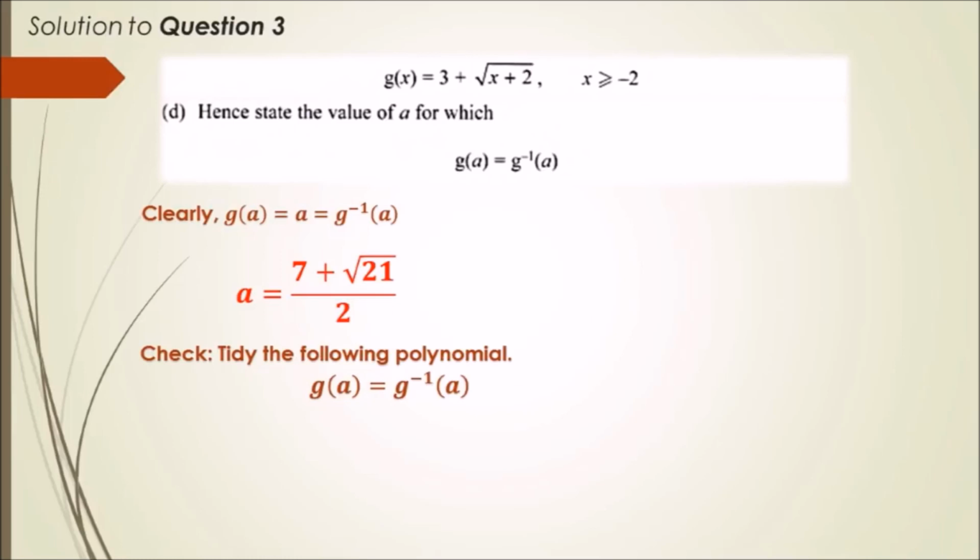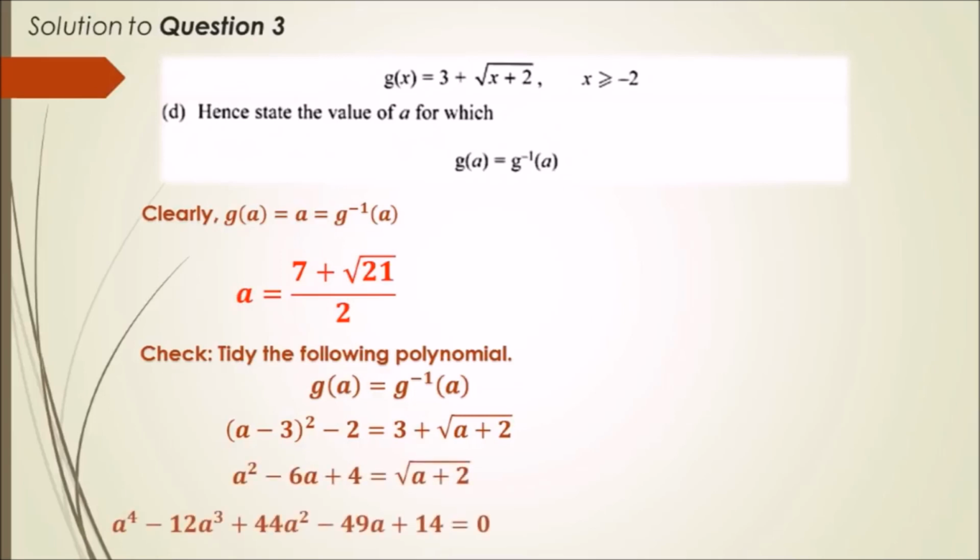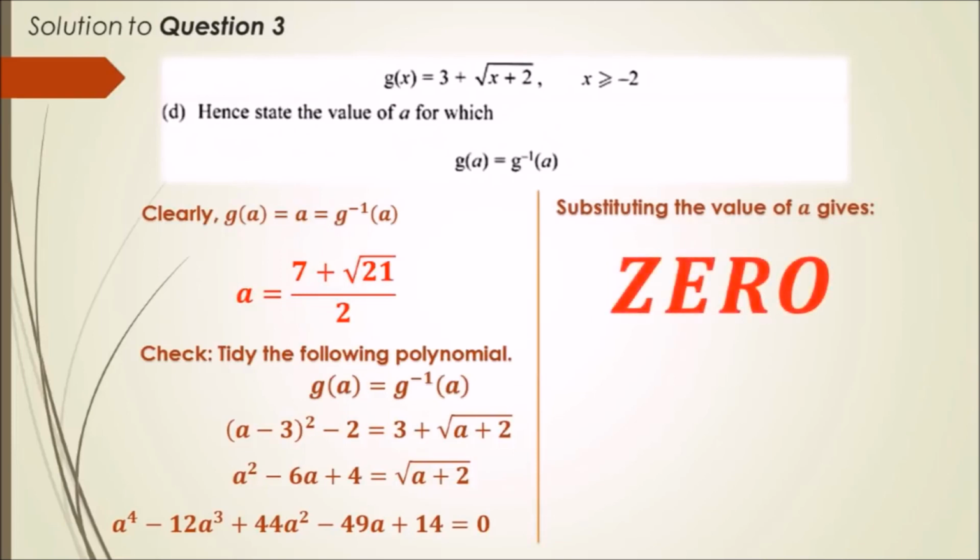If you want to solve this completely, you can make g(a) equal to the inverse of a. Then rewriting the function and expanding the left and the right, you'd eventually get a fourth power polynomial. You can't actually solve this directly without an educated guess, or knowing at least one of its solutions. Of course, we know the first solution would be a equals 7 plus root 21 over 2. And if you substitute that through, you're going to get a nice, lovely 0. And that's it, guys.